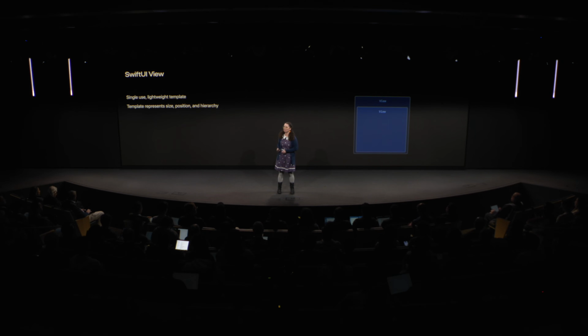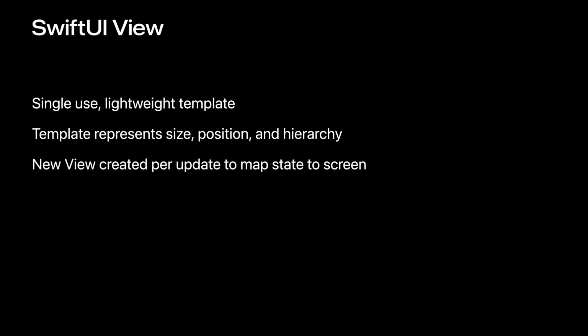As Leah described this morning, SwiftUI's view is a lightweight template describing what will appear on screen. A view is a template that represents the position, size, and hierarchy. SwiftUI creates lightweight view structs to describe what's on the screen and discards them, making a new struct on following updates.